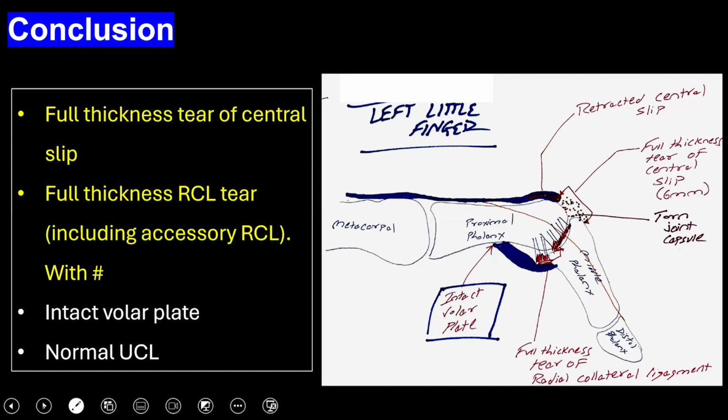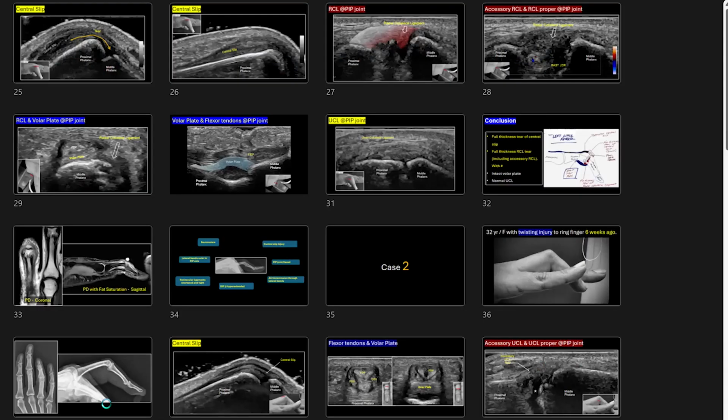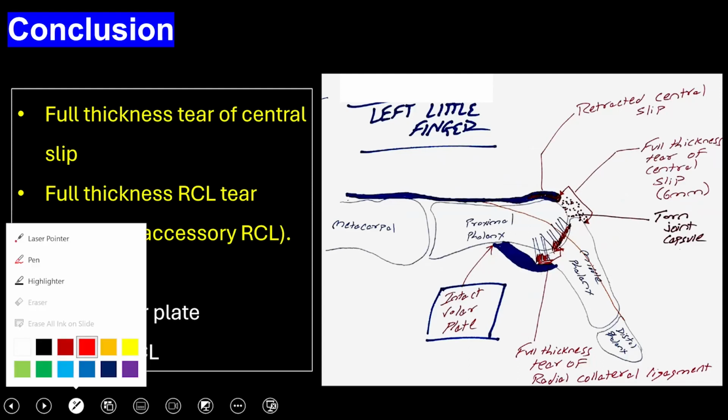Now, it is very important to provide a graphic illustration of the ultrasound findings. This is very well appreciated, particularly by the hand surgeons, and particularly when you are looking at the wrist and finger pathology. So if you look at this graphic, on the volar aspect, we have shown that there is an intact volar plate. There is an injury to the radial collateral ligament. There is a retraction of the central slip proximally. So this graphic conveys all the points which are supposed to be mentioned in our report.